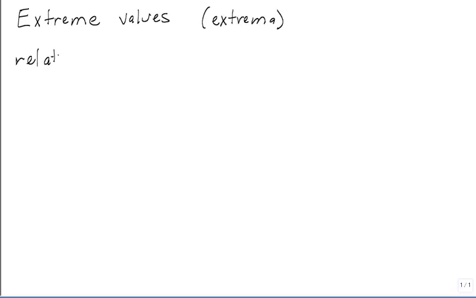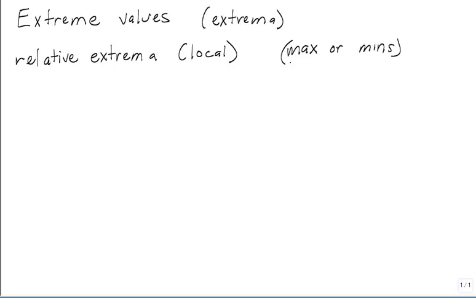Okay, now we'll talk about points called extreme values or extrema. And these are maximums and mins. So we have two types. We have relative extrema or local. And these are max or mins, maximum or minimums on a graph.